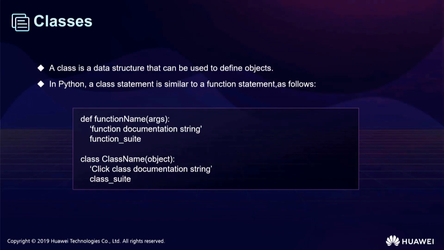In Python, a class statement is similar to a function statement, with a corresponding keyword in the first line, followed by the body of the code as it is defined. You have the def, next is the function name, and then the function's body.